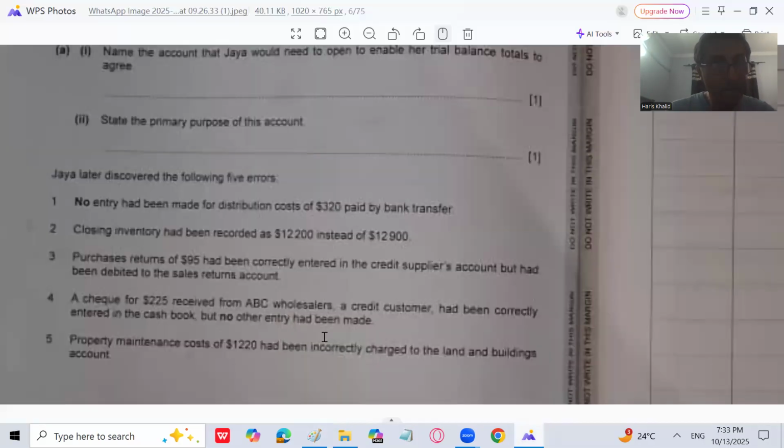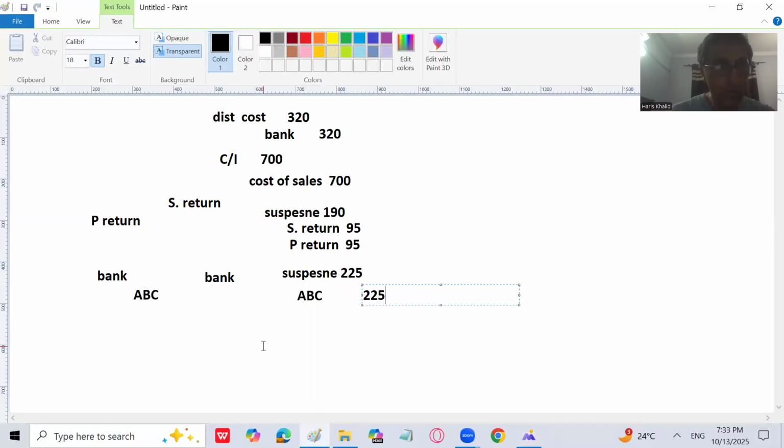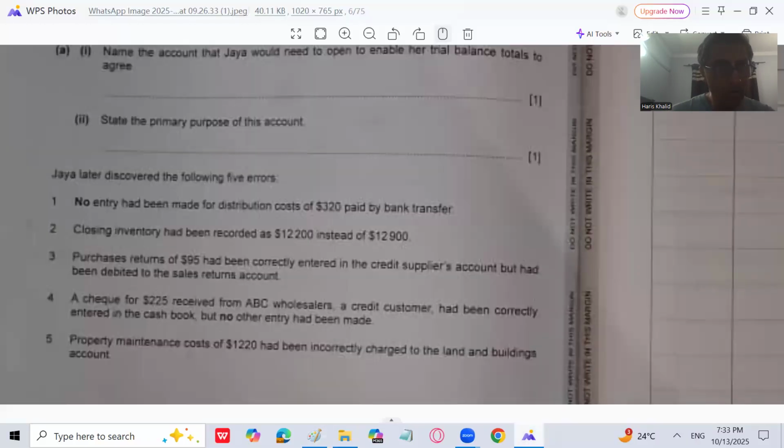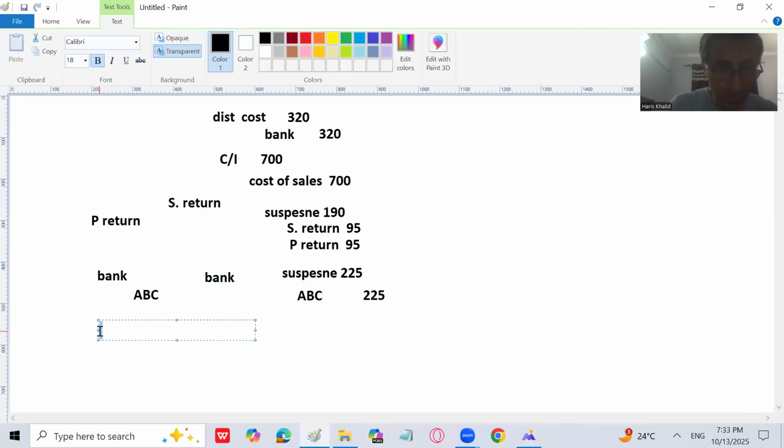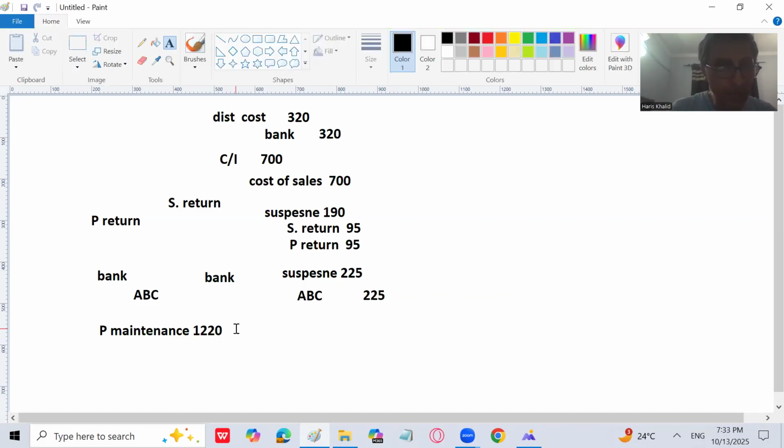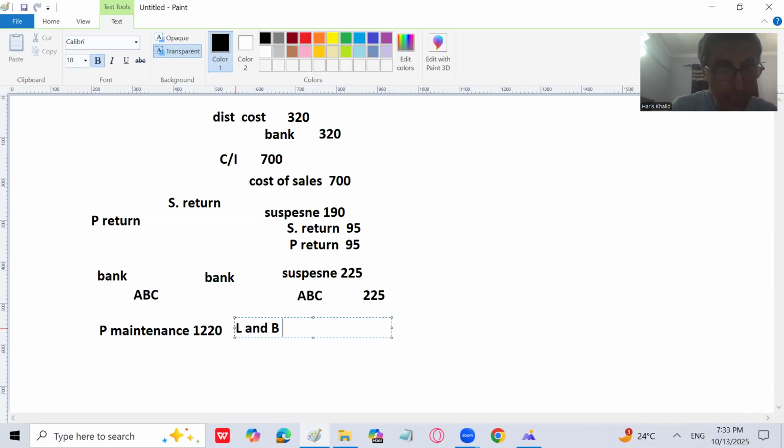Let's move forward. Property maintenance cost 1220 had been incorrectly charged to the land and building account, right? So this is known as error of principle because property maintenance cost is an expense. Expenses are always debited. And instead of debiting expense, we have debited land and building with 1220. So let's write it down. Property maintenance cost, 1220. Instead of debiting property maintenance costs, we had debited land and building.